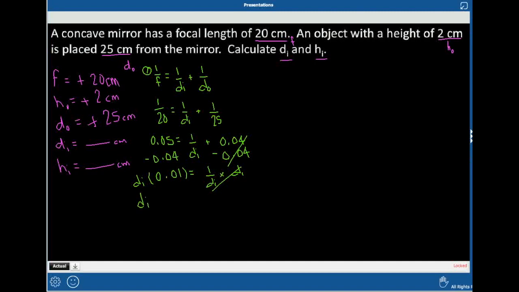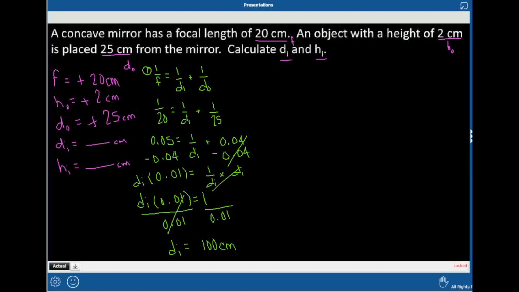So then I'll have DI times 0.01 is 1. Now I can divide both sides by 0.01. And this will give me a number that is not so tiny, and that's going to be our actual DI. Okay, now, if we had all of our signs correct here, and we put them in correctly, this will automatically have the correct sign. So if there's no negative here, don't add one. Okay, this is our answer, 100 centimeters.